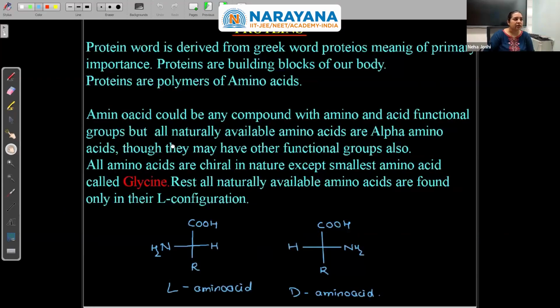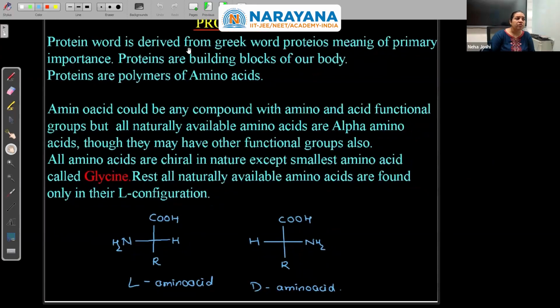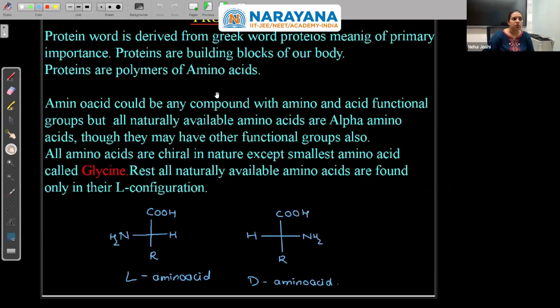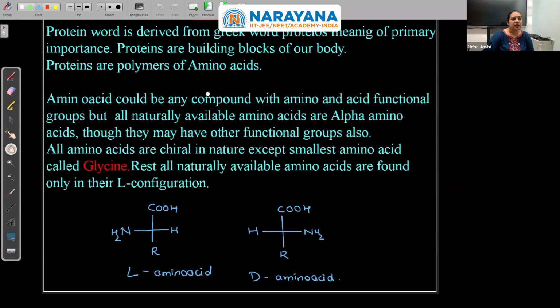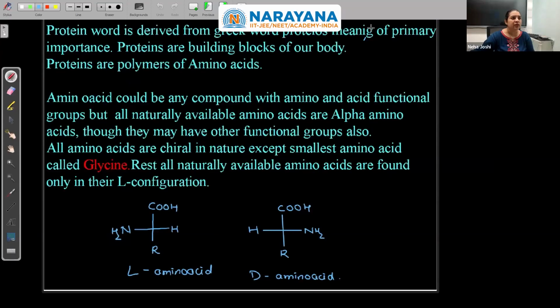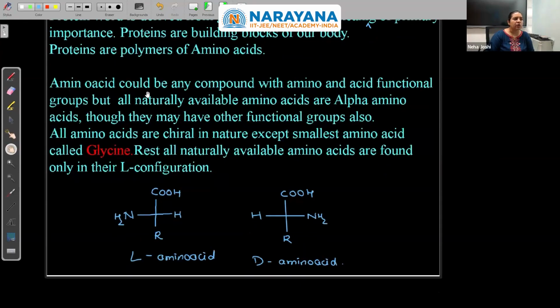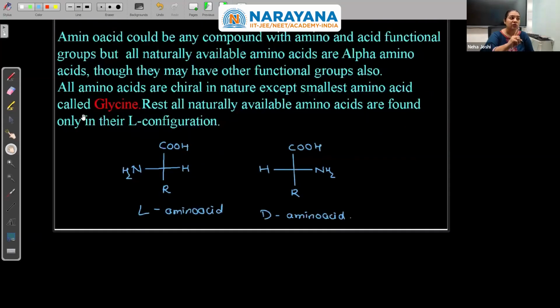Okay. Now let us start proteins. Now, the protein word is derived from the Greek word proteos, meaning, I think I made a spelling error, meaning of primary importance. Okay, proteins are building blocks of bodies, all this part you know. They are polymers of amino acids. An amino acid could be any compound with amino and acid functional groups. But all naturally available amino acids are only alpha amino acids, and that too only in L configurations, though they may have other functional groups also.